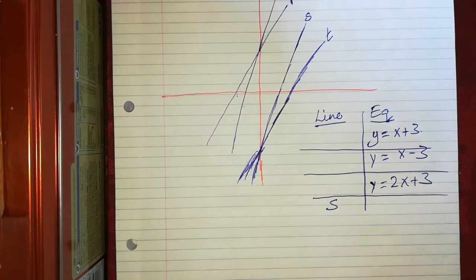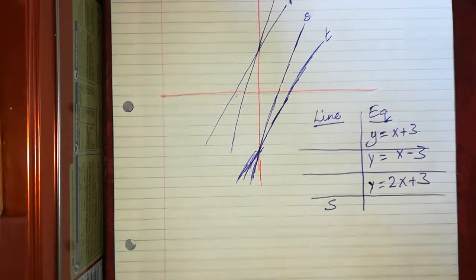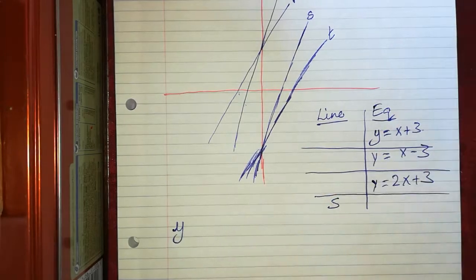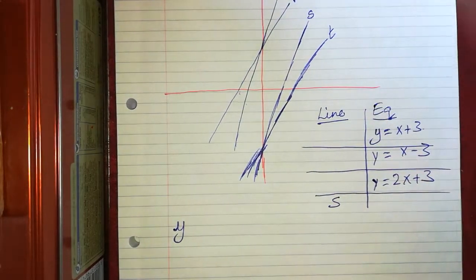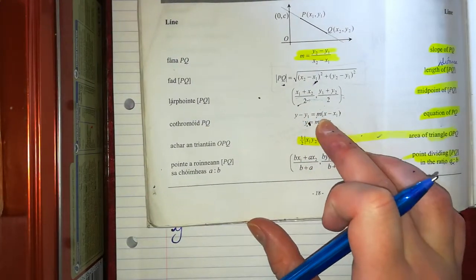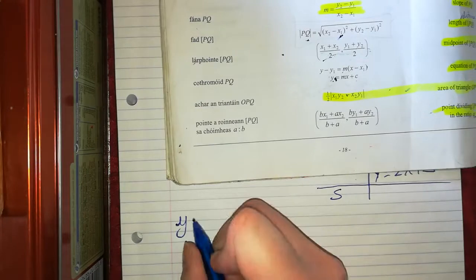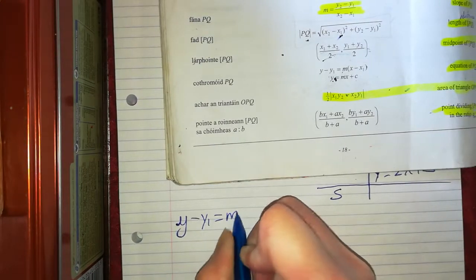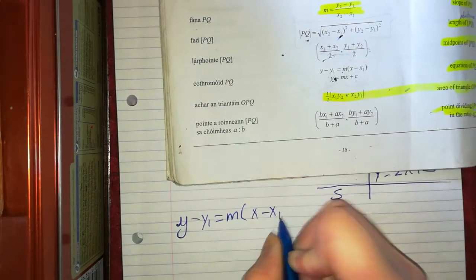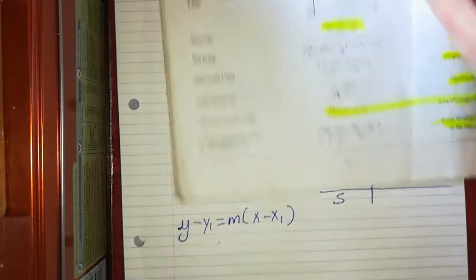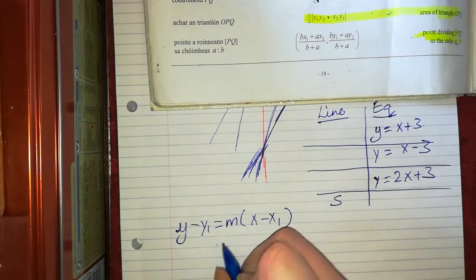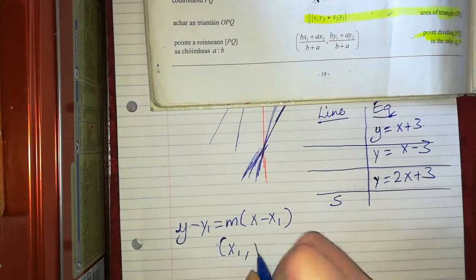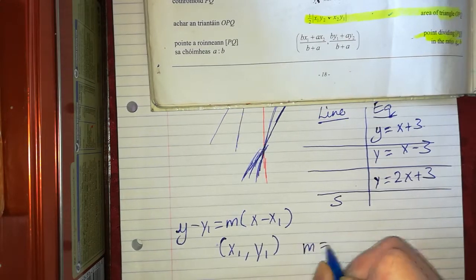So the first thing, there's a formula for the equation of a line. The formula is in our log tables. So we have y minus y1 is equal to m(x minus x1). This is used to make the equation of a line, where the point we'd be plugging in is (x1, y1), and m is our slope.